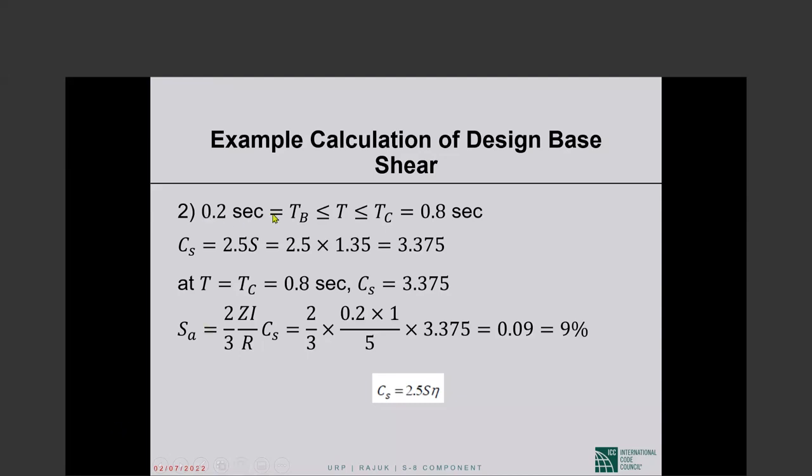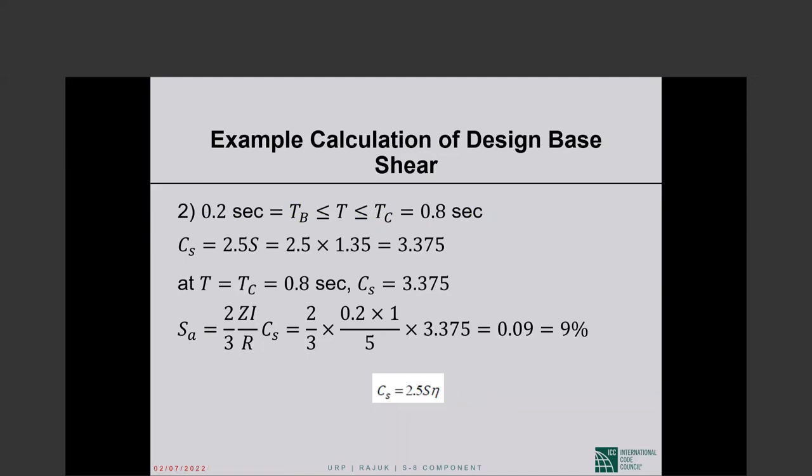Now we do the ramp, T between T sub B and T sub C. This is the beginning of the ramp. This is the beginning of the flat top. This is the end of the flat top. Okay, the flat top portion. This is the equation.